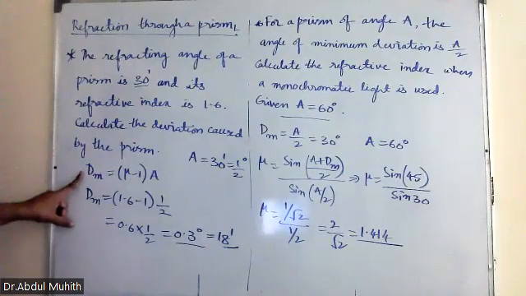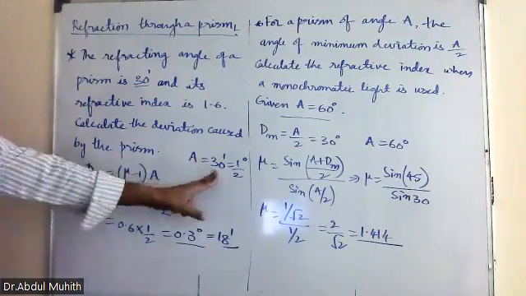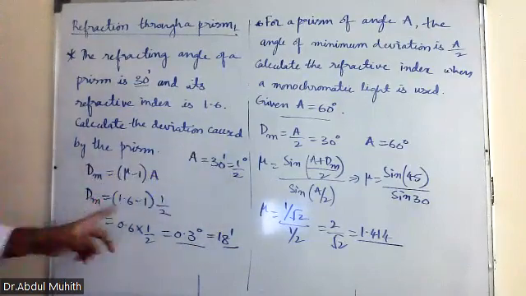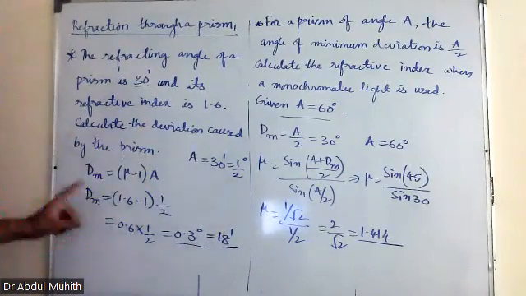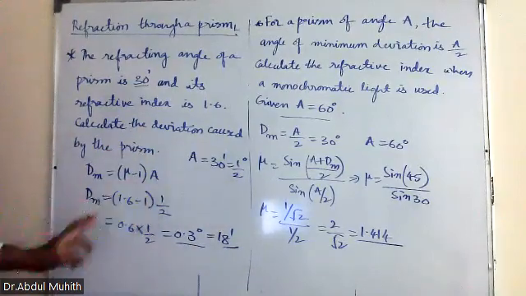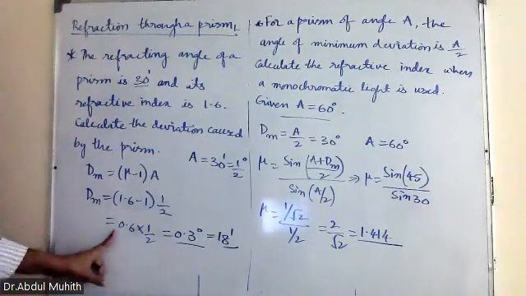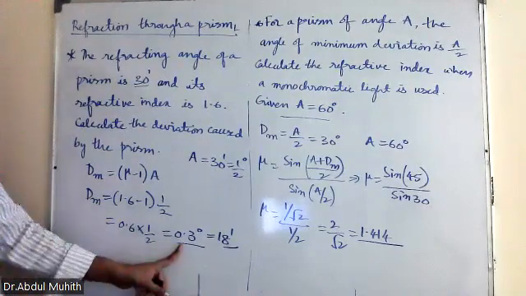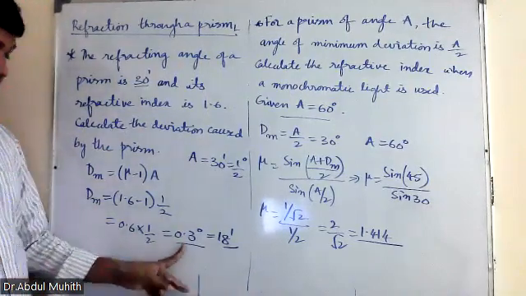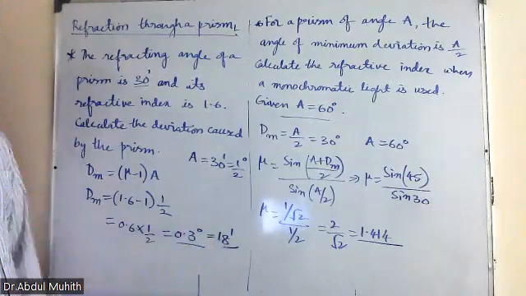So dm is equal to what? Direct formula. 30 minutes is half of a degree, because 1 degree is 60 minutes. So dm is equal to mu minus 1 into A. Mu is 1.6, so 1.6 minus 1 is 0.6, into 1 by 2, which will be equal to 0.3 degrees. If you want to convert into minutes, multiply with 60 to get the minutes.